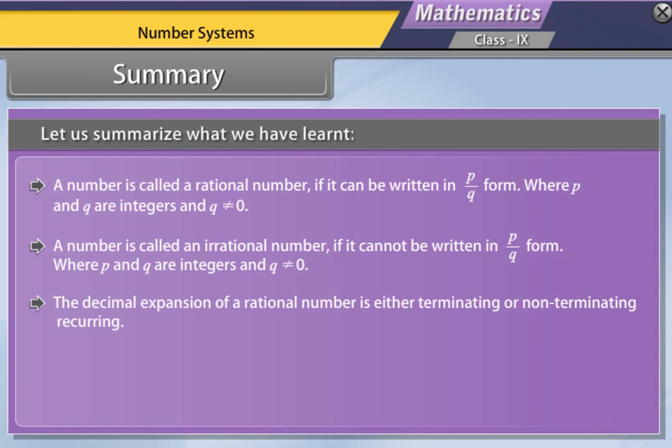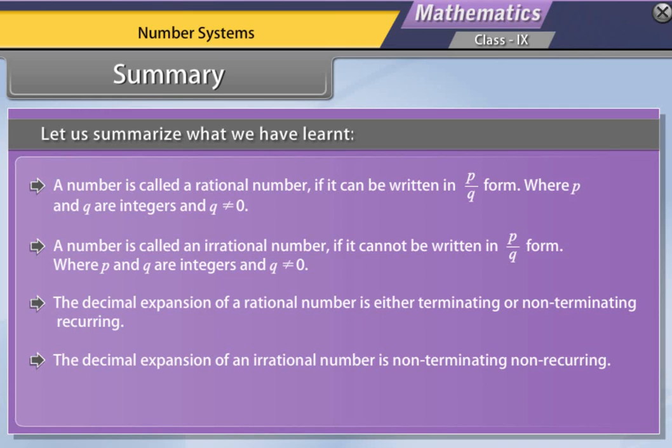The decimal expansion of a rational number is either terminating or non-terminating recurring. The decimal expansion of an irrational number is non-terminating, non-recurring. The real numbers are the collection of all rational and irrational numbers.